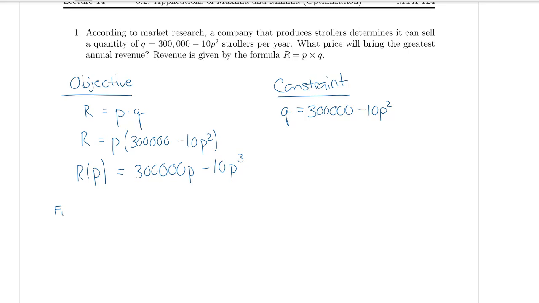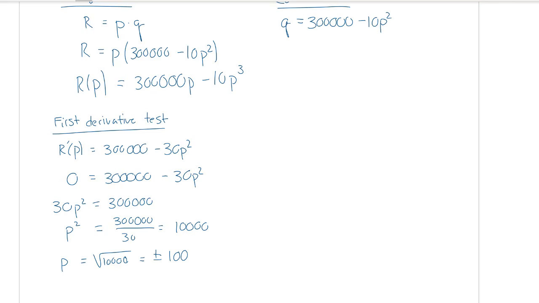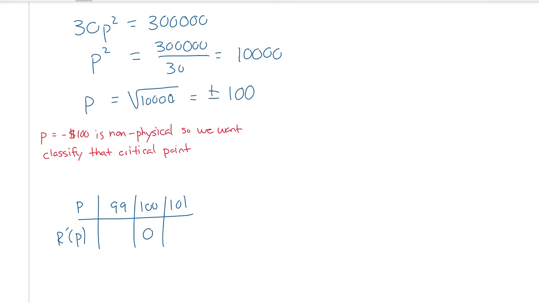And let's just make a note so that we remember what we were doing when we did this. So for the first derivative test, the first step will always be to take the derivative of your objective function and then set it equal to 0 and solve for that variable. So taking the derivative, setting equal to 0, and solving gives us 2 critical points at plus and minus 100. This is price in dollars, and so the negative 100 is non-physical, so we won't check that.